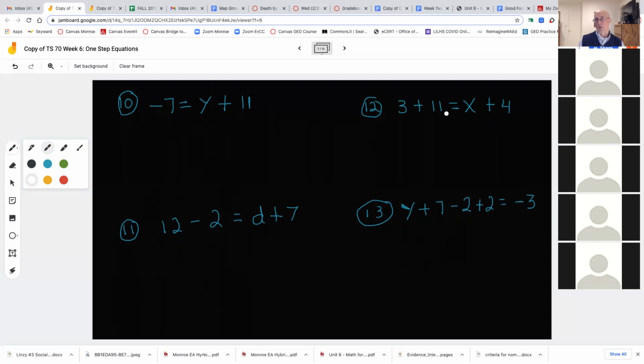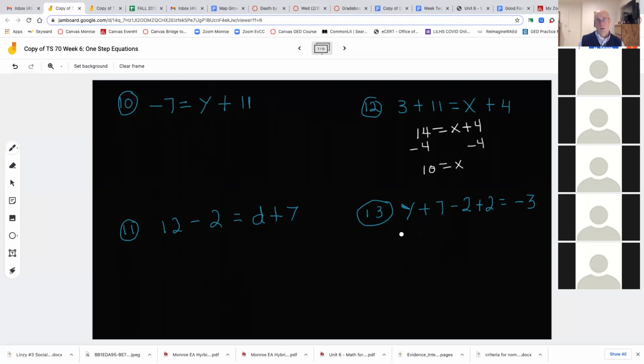I've got 3 plus 11 equals x plus 4, right? I'm going to combine like terms here. 11, 12, 13, 14 equals x plus 4, okay? Now, I'm going to need x by itself. I'm going to subtract 4 from this side. I'm going to subtract 4 from this side. And I'm going to get 10 equals x, or x equals 10, okay? So that is how you could have done one like that.